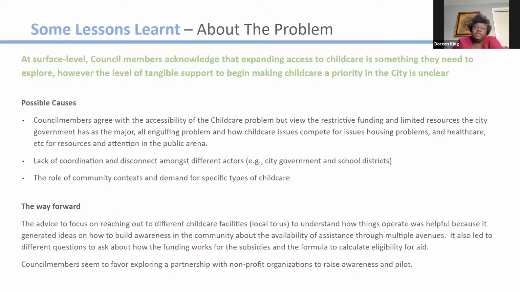What did we learn from doing this? First of all, this is a known problem. This is a global problem. This is a city problem. This is a state problem. So it's not a matter of trying to convince people that this is a problem. It is a known problem.